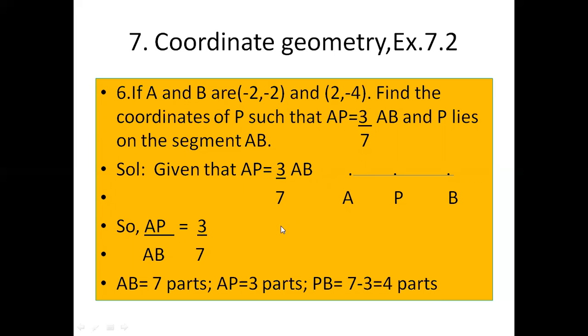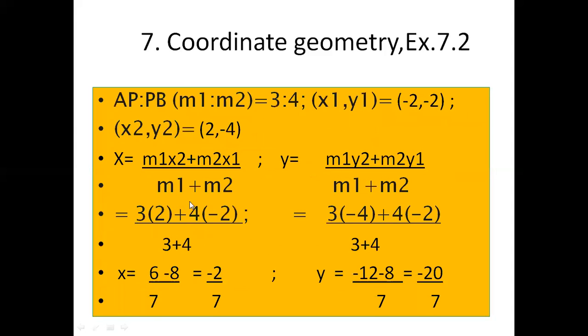So let us transpose AB to the left hand side of the equal sign, then we will get AP by AB is equal to 3 by 7. That means, considering AB, we can take AP as 3 parts and AB as 7 parts. AB is nothing but the total length of the segment. So the total length of the segment is 7 parts, and in that AP is representing 3 parts. Then what is the length of PB? We have to subtract the part of AP from the total parts to get PB. So 7 minus 3 is equal to 4. So PB is representing 4 parts. Now what is the ratio of AP to PB? 3 is to 4. Now see here. So AP is to PB, the ratio m1 is to m2, is equal to 3 is to 4.